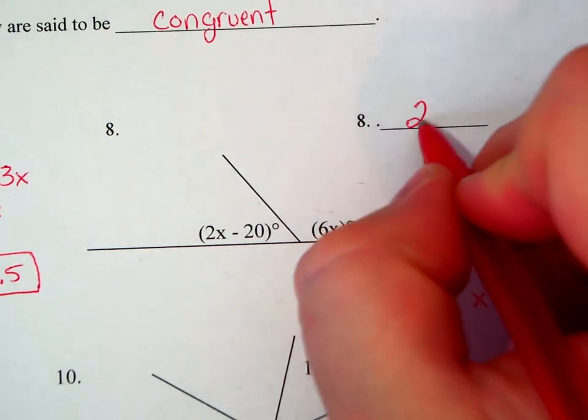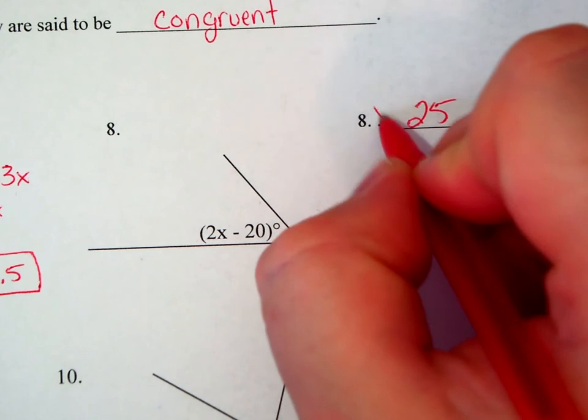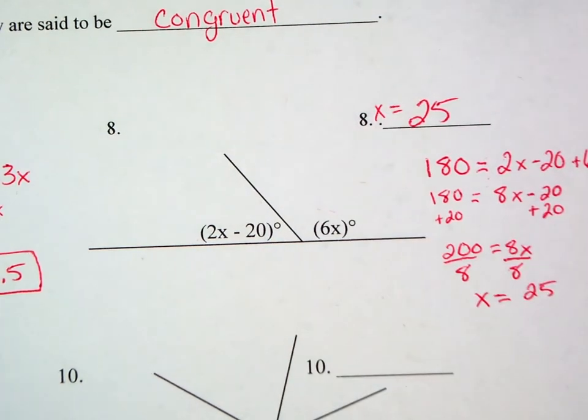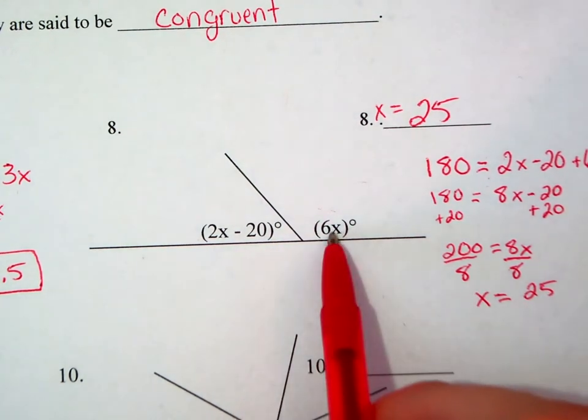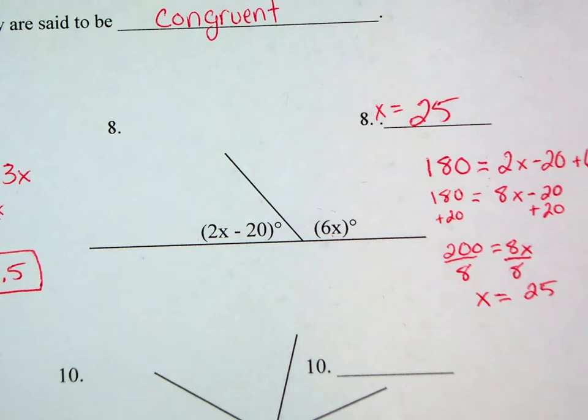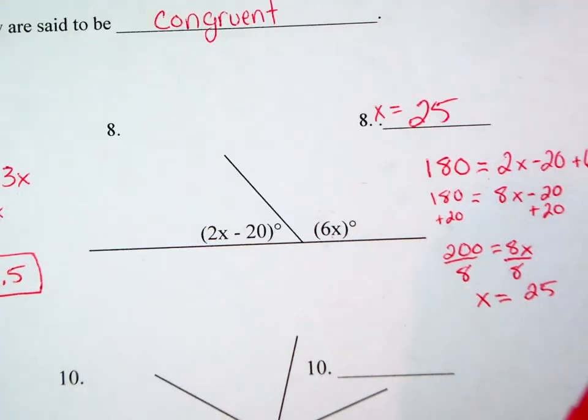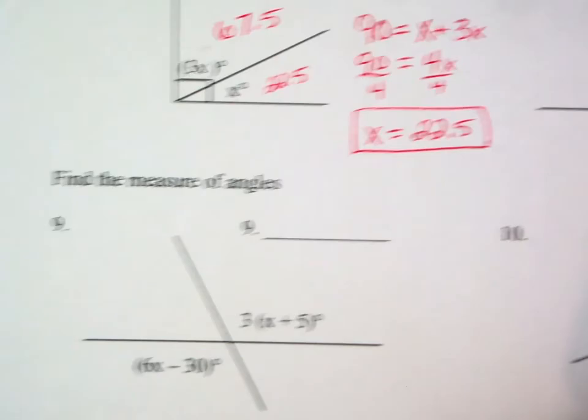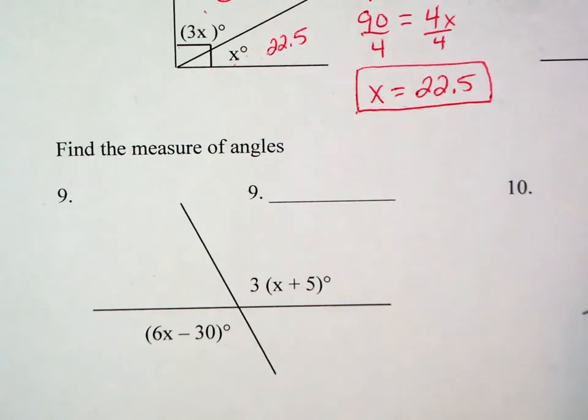So up on my solution line, I would say x is equal to 25. Again, I could plug x in and find the degree measures, but we weren't asked to do that on this problem, so I was just doing a refresher on the previous problem, and we'll move on. This time, the problem asks for us to find the measure of the angles.